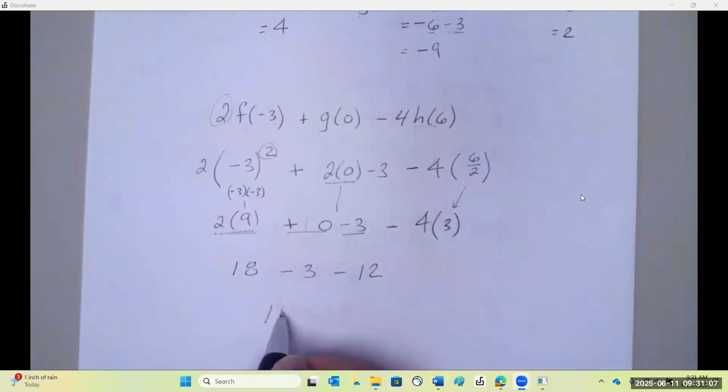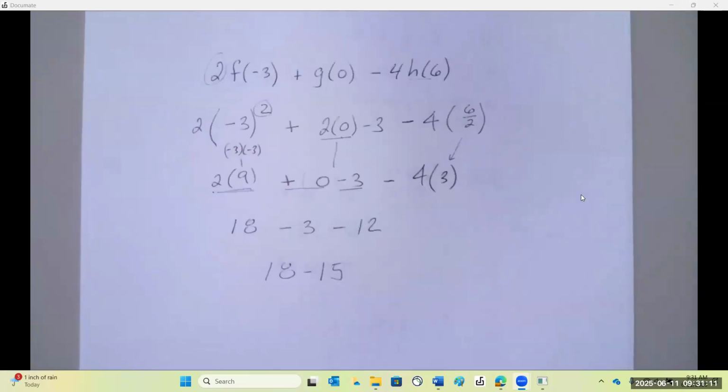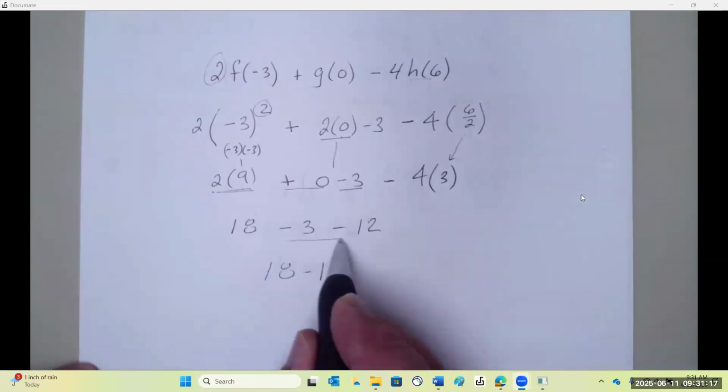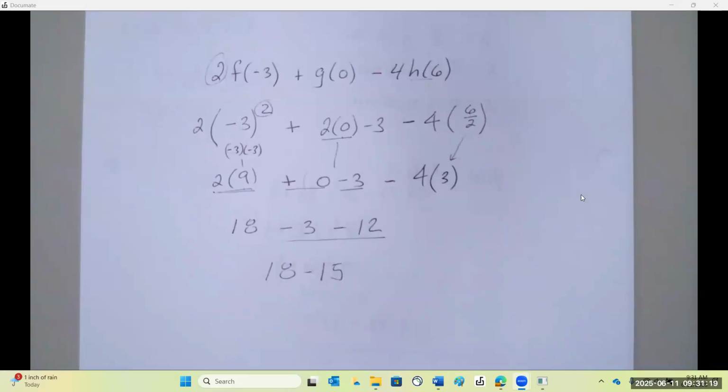So we have 18 minus 15. I just changed the rules on us, didn't I? But since they're both negative, I'll put those together first. -3, -12 is -15. So 18 minus 15 is, you say 13.